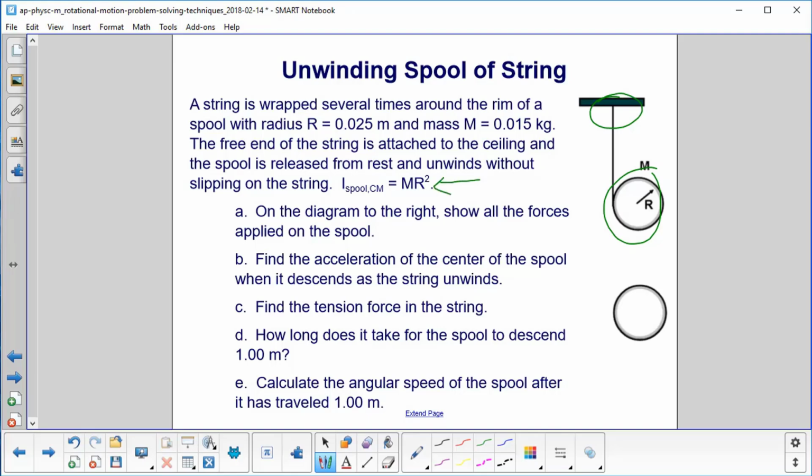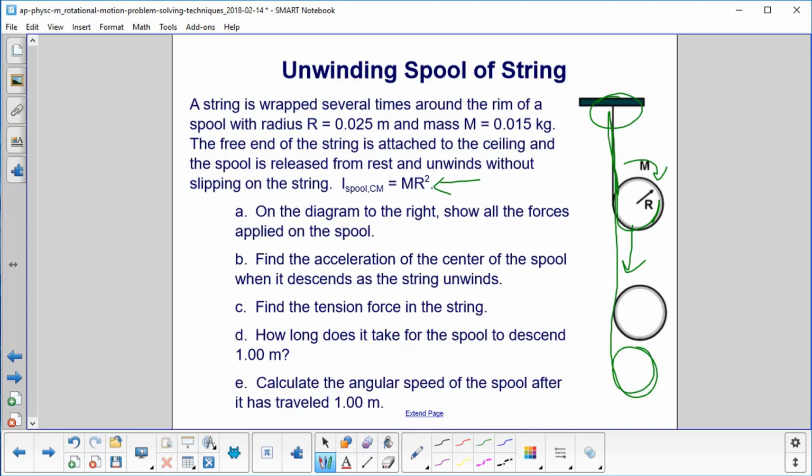The first thing you want to do is show all the forces on the spool, and you can use that diagram there. Find the acceleration of the center of the spool when it descends as the string unwinds, and hopefully you can visualize what's going on here. So let me just erase this. Basically this guy is rotating in that direction as it's falling down, and the string is then just going up like that. So at some other point it'll look like this.